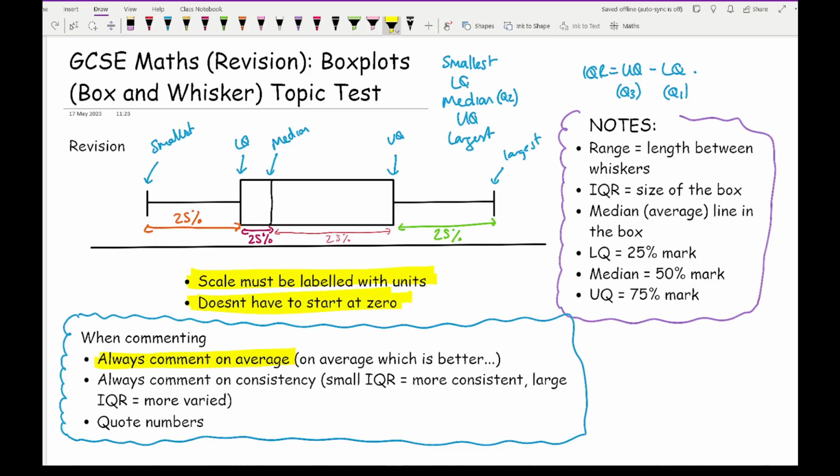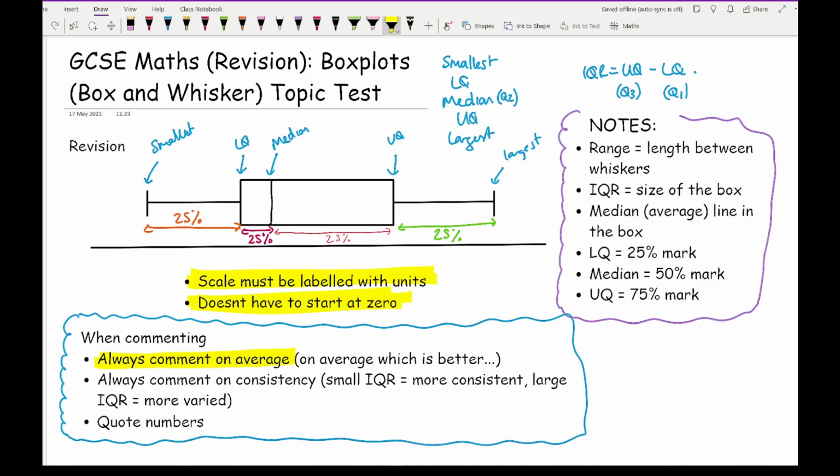So for example, if it's based around exam mistakes, then you want to have a smaller median because you want to make fewer mistakes rather than a large median. Whereas if it's about test scores, you want to have a higher median rather than a lower median because it means you scored better overall.